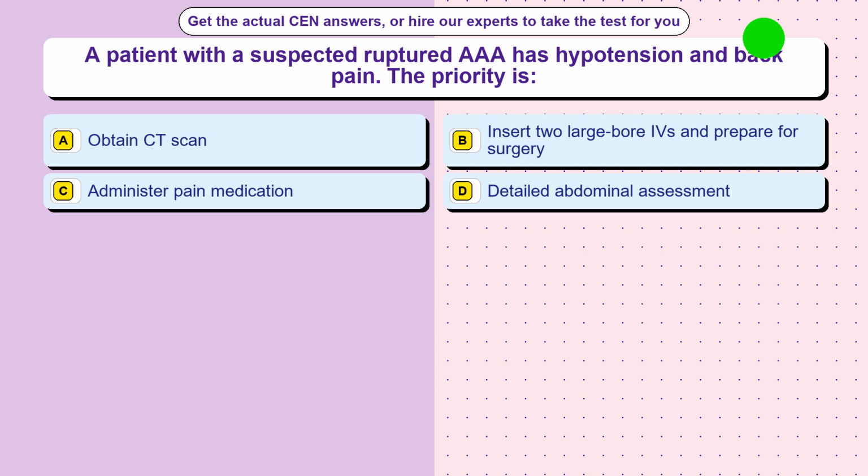Question 9. A patient with a suspected ruptured AAA has hypotension and back pain. The priority is Option A, obtain CT scan. Option B, insert 2 large bore IVs and prepare for surgery. Option C, administer pain medication. Option D, detailed abdominal assessment.